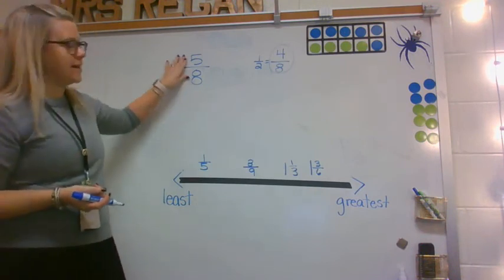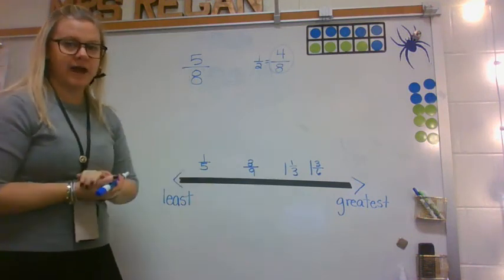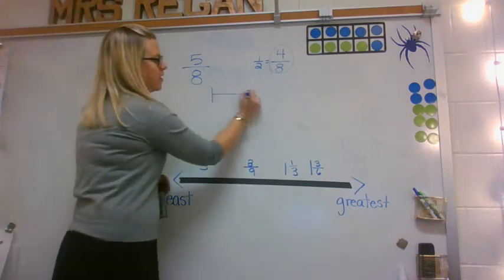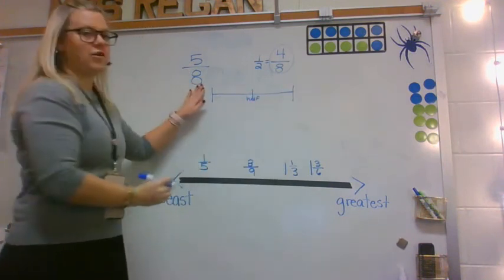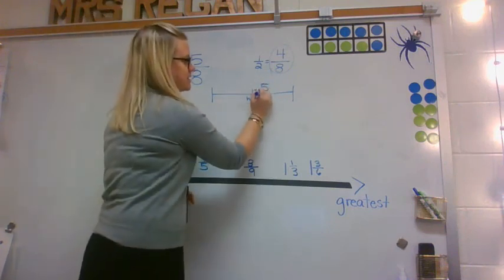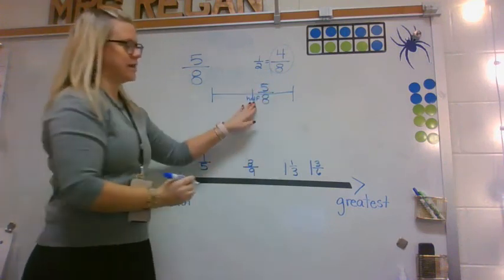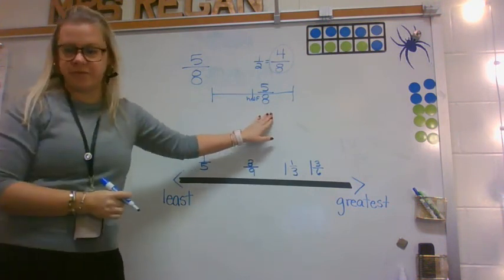That's right. 4/8 is halfway. 5/8 would be a little bit more than my halfway. So if I had that on a number line and this was my half mark, I know that 5/8 would be just a little bit past halfway, because half would be 4/8 and 5/8 is a little bit more.